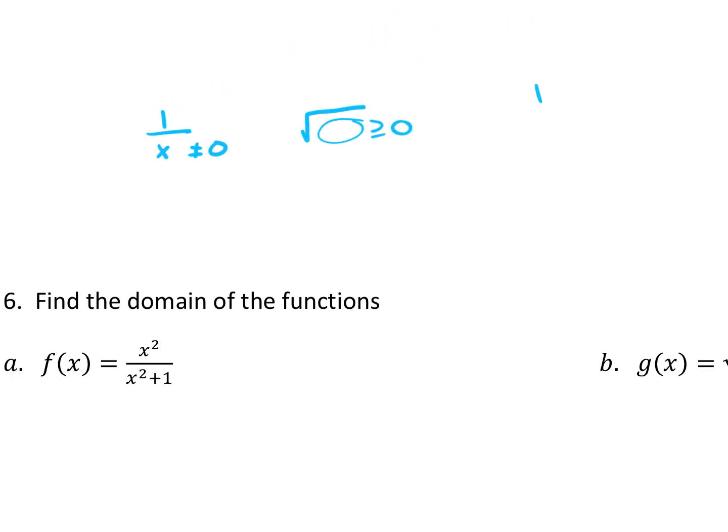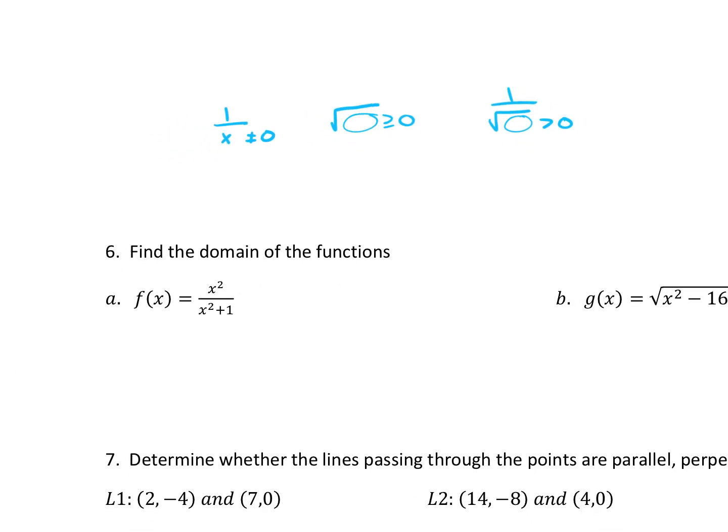And if we have a square root in our denominator, we'd set whatever's under the square root just greater than 0, because it can't be equal to 0 if it's in the denominator. So these are the 3 rules that we have to check for when we're checking the domain. So for something like 6a, to find the domain, we'd set the denominator not equal to 0 and solve. We'd subtract 1 on both sides, so x squared does not equal negative 1.